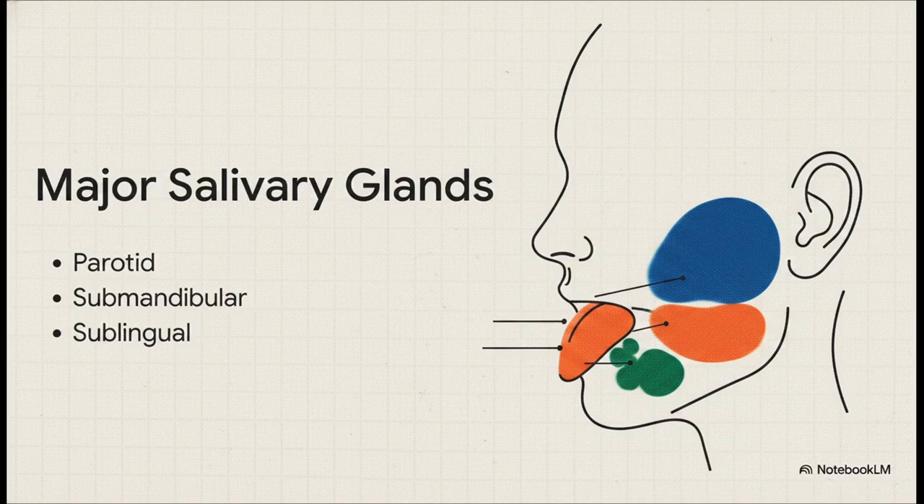But while those minor glands are supernumerous, the real heavy lifters are the 3 major pairs. We're talking about the parotid, the submandibular, and the sublingual glands. You need to commit these to memory right now. These are the exact, specific anatomical sites where the forthcoming major pathologies are going to strike. Knowing the location intimately, that's step 1 in your diagnostic reasoning.